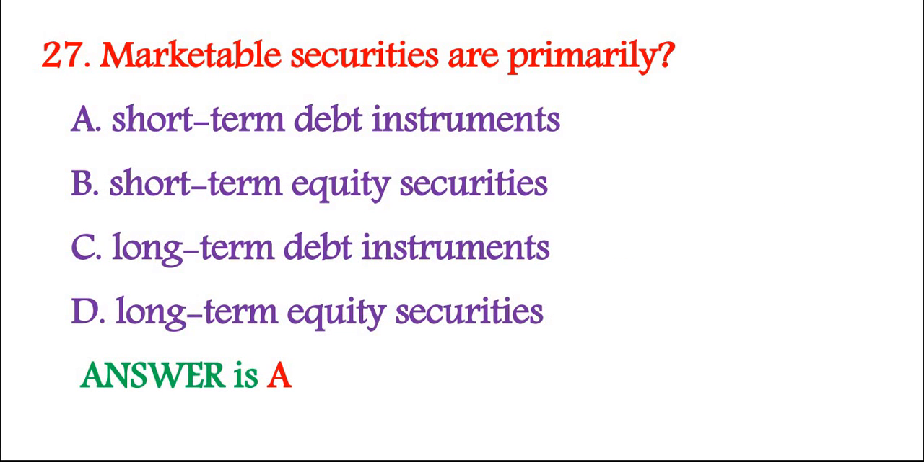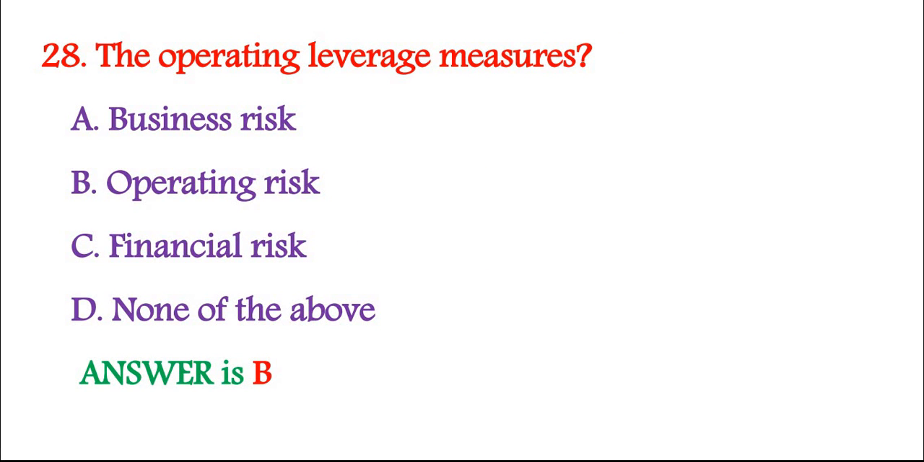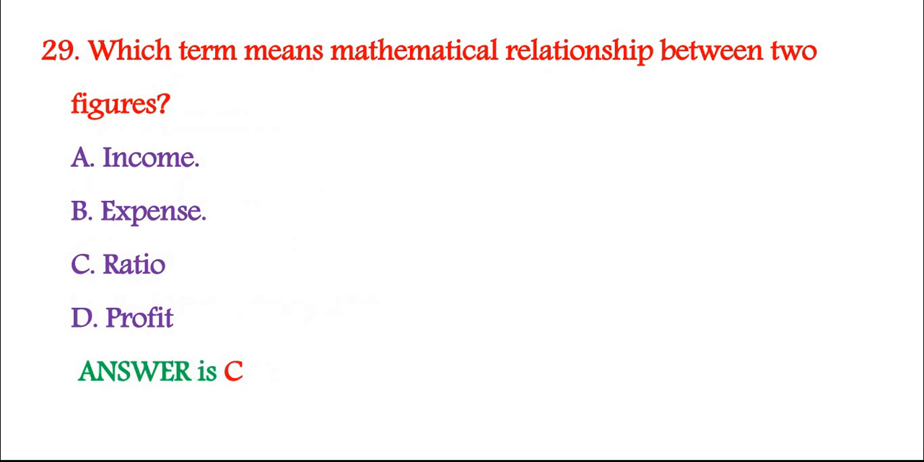27. Marketable securities are primarily A. Short-term debt instruments, B. Short-term equity securities, C. Long-term debt instruments, D. Long-term equity securities. Answer is A. 28. The operating leverage measures A. Business risk. B. Operating risk. C. Financial risk. D. None of the above. Answer is B. 29. Which term means mathematical relationship between two figures? A. Income. B. Expense. C. Ratio. D. Profit. Answer is C.